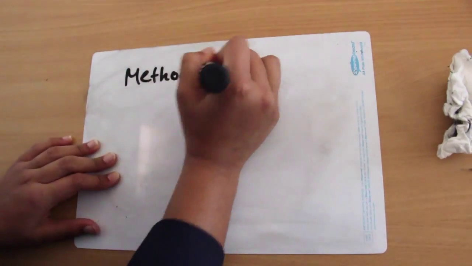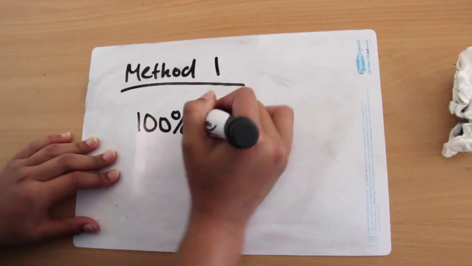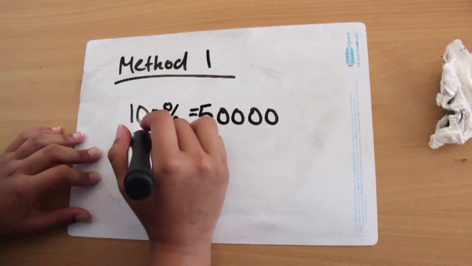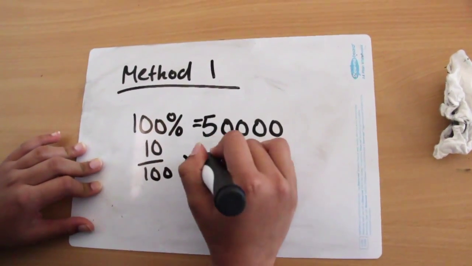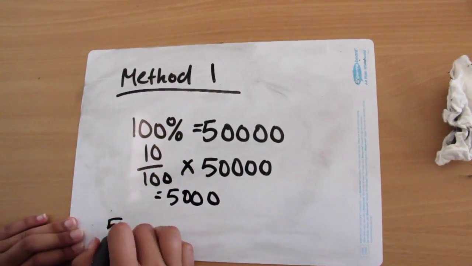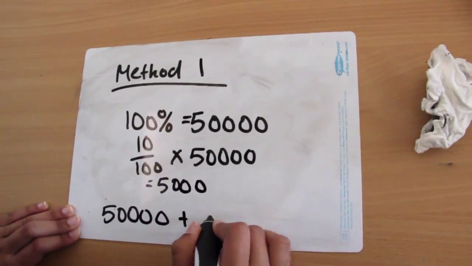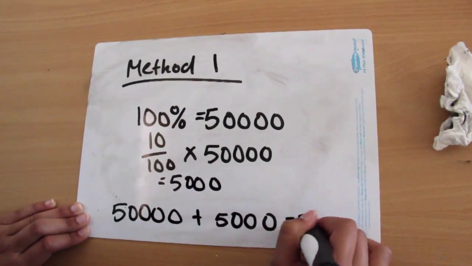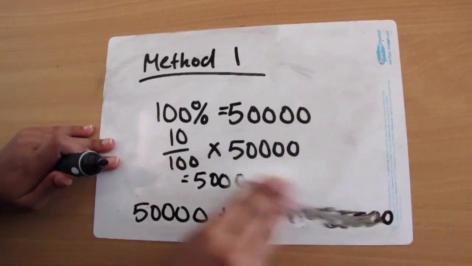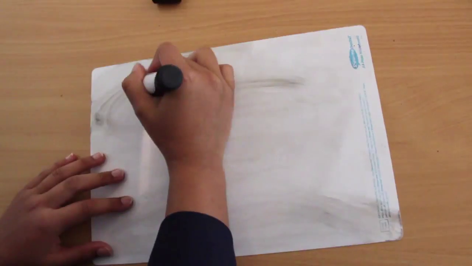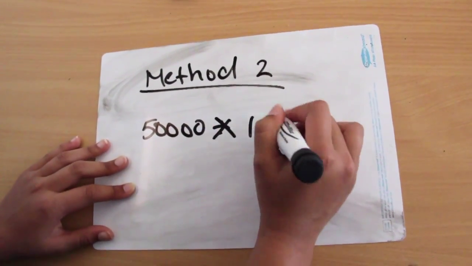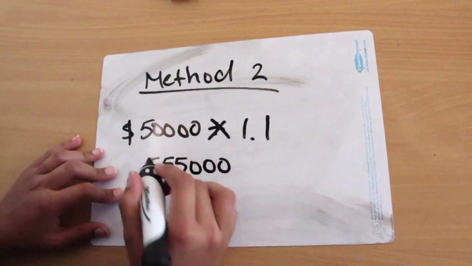The first method is to find the GST and then add it to the original cost. So in this case, the original price is $50,000. So 10 over 100 times the cost gives you the answer of $5,000. To find the final price, including GST, you need to add the original cost, $50,000, and the GST, which is $5,000, to give you the final answer of $55,000. The alternative method is to multiply $50,000 by 1.1, giving the same answer.